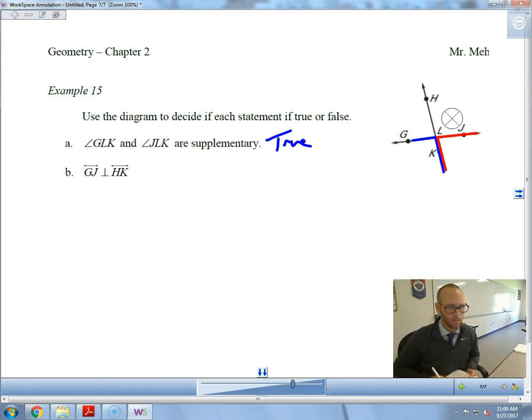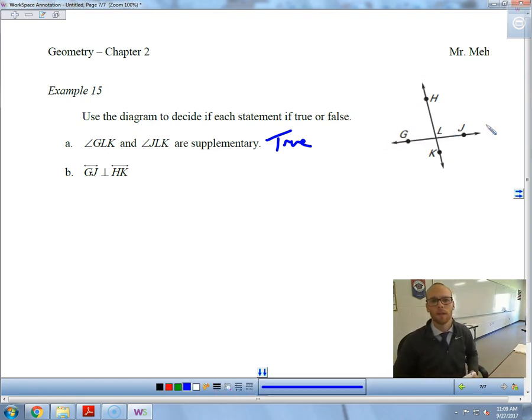Line GJ is perpendicular to line HK. Are those two lines perpendicular? Well, we have to ask ourselves, why? I know you're saying right now, no, they're not perpendicular. You're correct. That's false. They are not perpendicular. But how do you know they're not perpendicular? Be very careful. Do not say because they look like they're not perpendicular. We don't do that in here. We don't say things like, oh, because it looks like that.